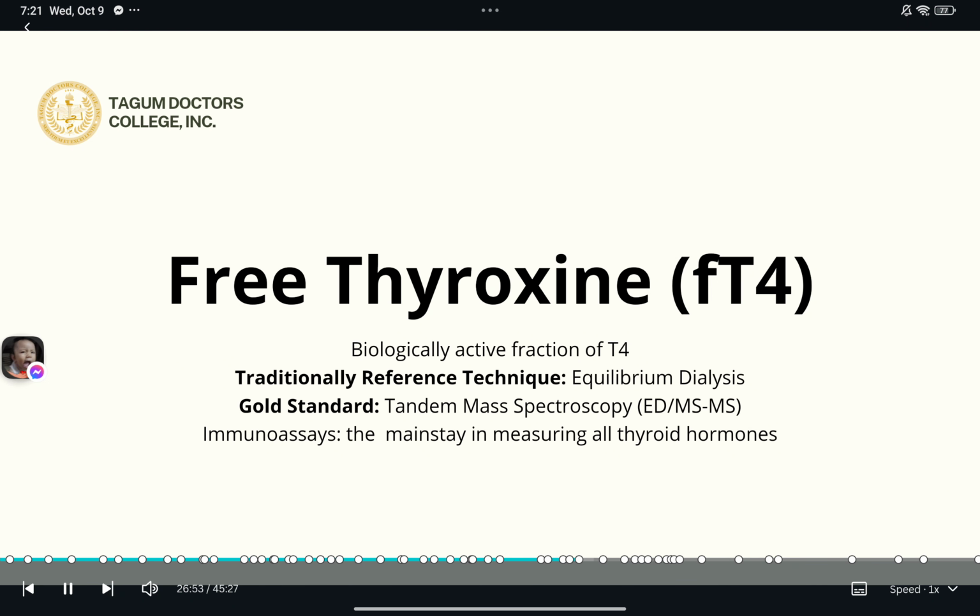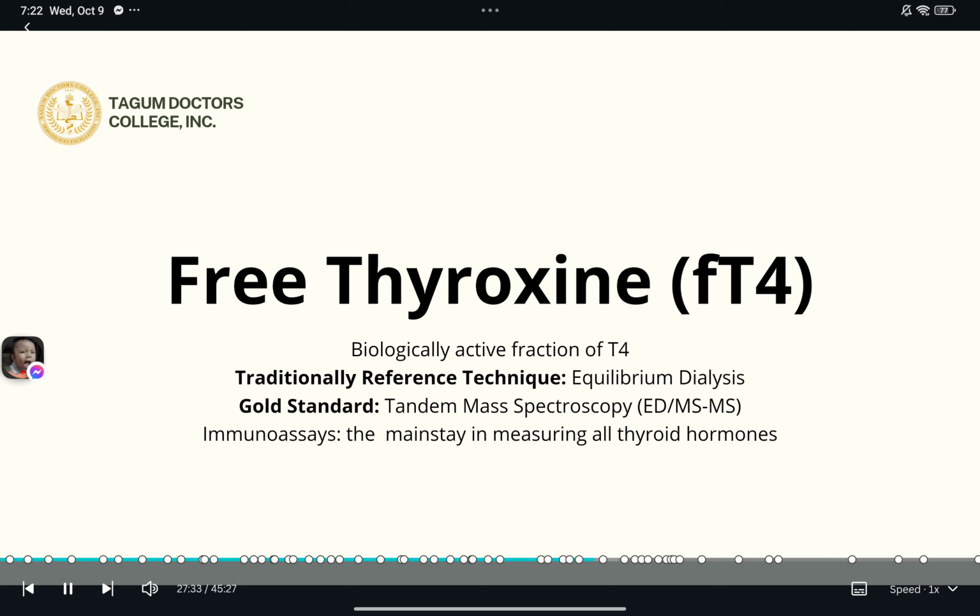We have our free thyroxine or our FT4. Okay, so this is the biologically active fraction of our T4, diba? Because most of the T4 are bound to either TBG or sa albumin and only point something percent ang free and is metabolically active. Okay, the traditional reference technique is the equilibrium dialysis. Okay, traditional reference technique siya because it is unaffected by changes in binding protein and concentration and also the dialyzing serum against a non-protein buffer using a membrane impermeable to proteins.